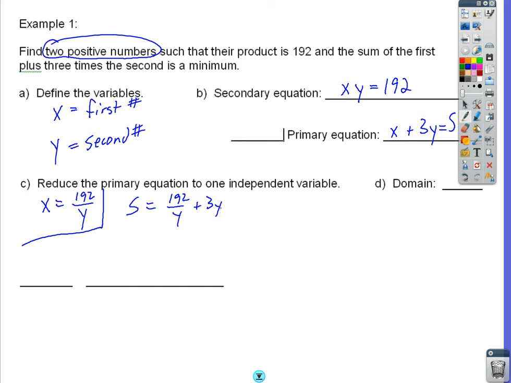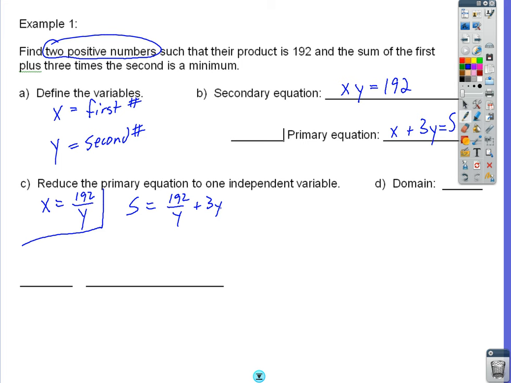And now notice what I did here. Now that I've done this, it's all in terms of one independent variable. So I don't have to worry about what's happening when I take a derivative. I don't have to worry about two variables; in this case, that's now down to one. It makes my life easier. So when we're doing this, now I need to think about my domain.